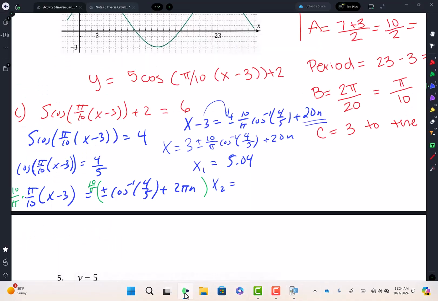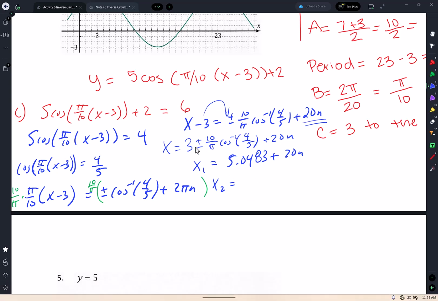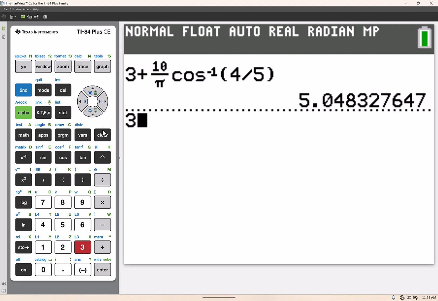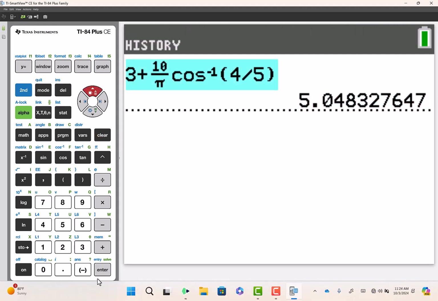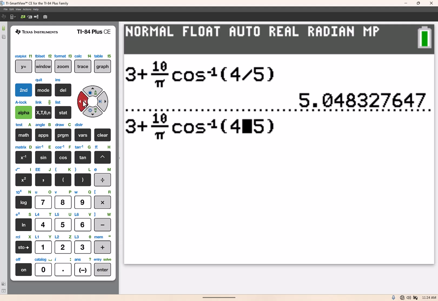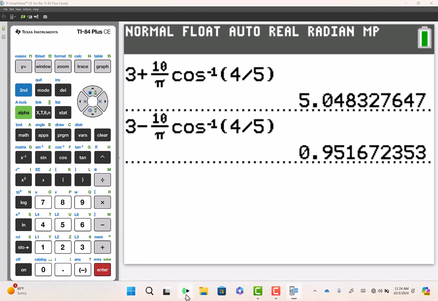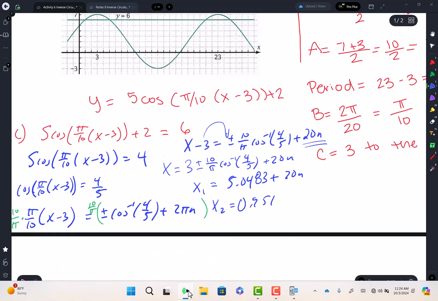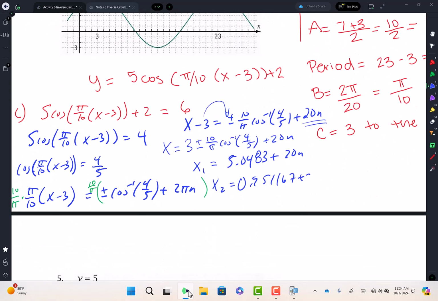5.040483 plus 20n. Hold on, guys. How do I get the other one? The minus 3. Just go on the inside and take that plus to a minus. And we got that 0.95. Do you guys see that? 0.95167. This is what I want.